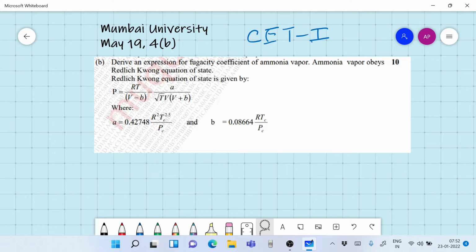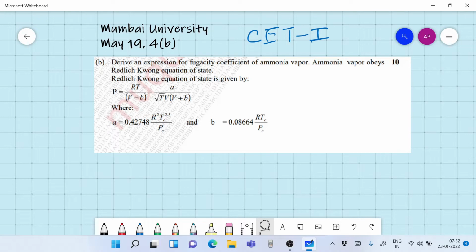Today we'll take up a question from the Chemical Engineering Thermodynamics 1 paper from Mumbai University, May 19, and the question is 4b. The question is on your screen. Derive an expression for the fugacity coefficient of ammonia vapor. Ammonia vapor obeys the Redlich Kwong equation of state, and the Redlich Kwong equation of state is given to you.